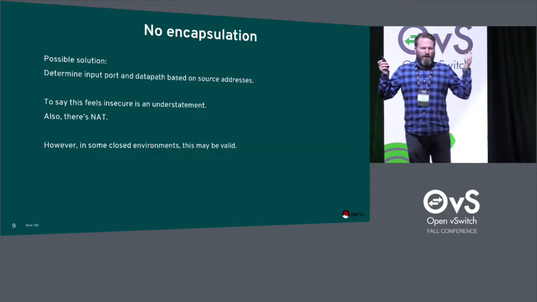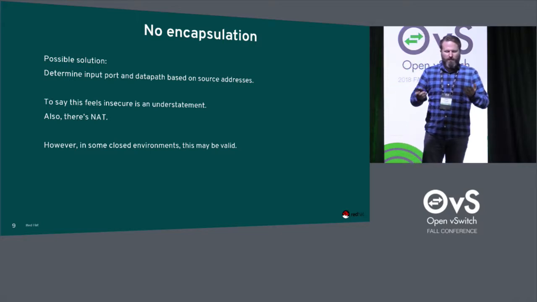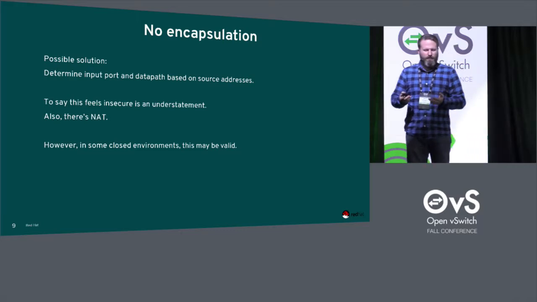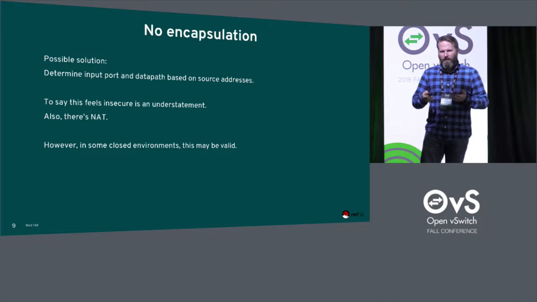So what's a way you could possibly do it? Well, one way is you could look at the source address and source Ethernet address and try to determine the input port and data path based on that. Unfortunately, I don't like that. I don't think it's very secure. Also, when you have things like NAT that are disguising sources, then you may find yourself in a position where this won't work. But there could be some closed environments where maybe this would work. Maybe it would be valid.